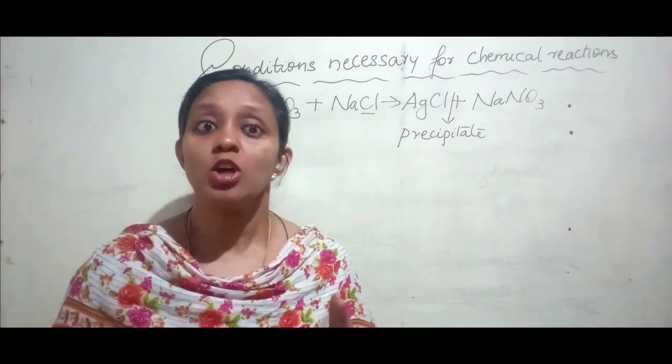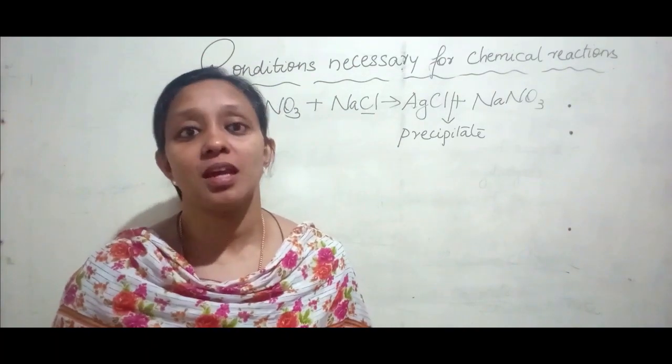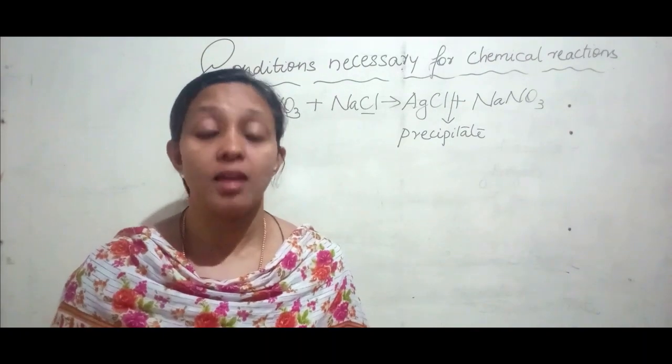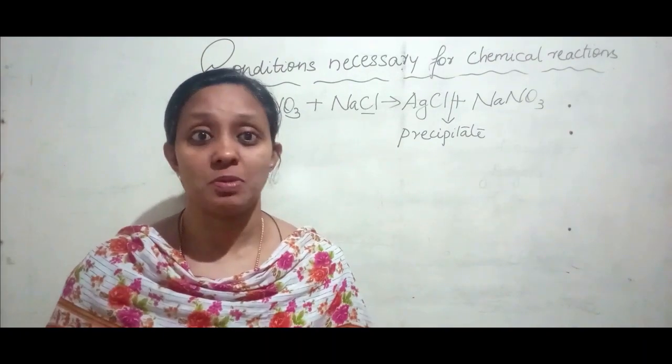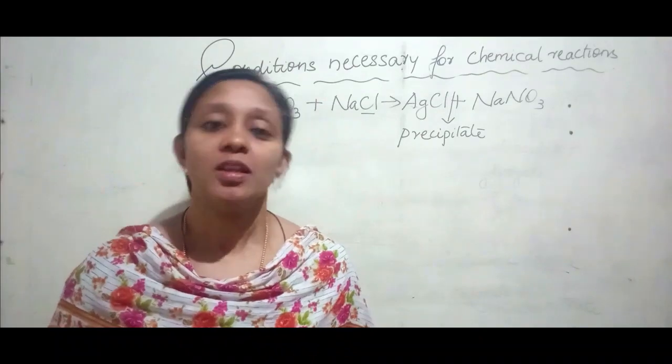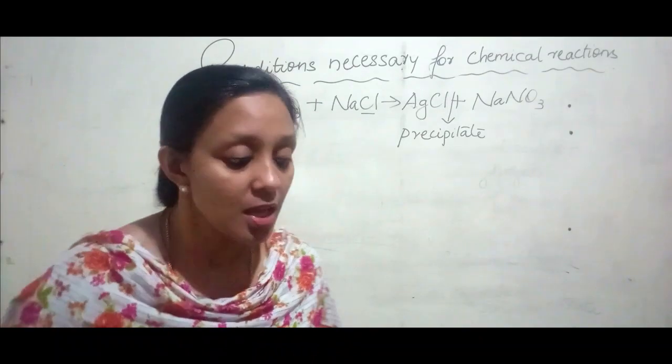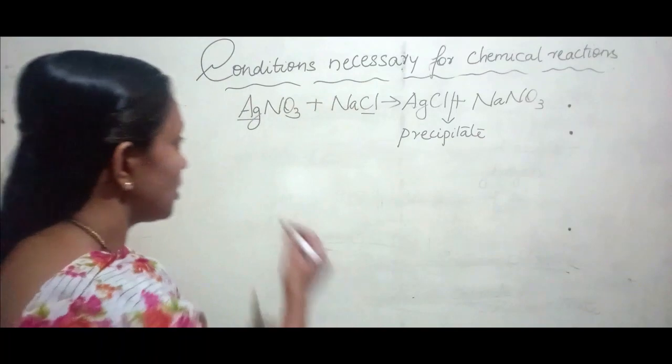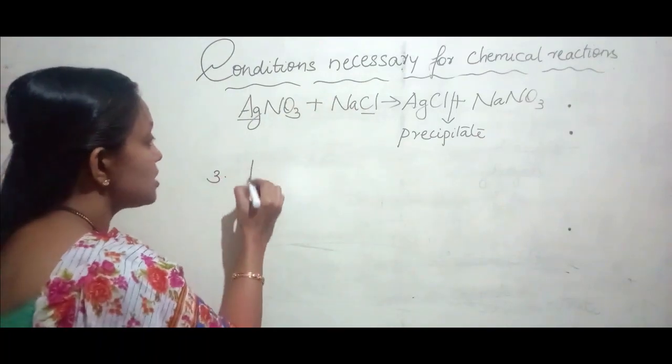Okay, so we have seen two different reactions in the video and there we have seen how a precipitate is formed. Now we shall see the next condition. The next condition necessary for a chemical reaction to occur is heat.